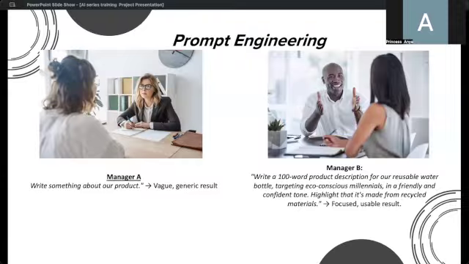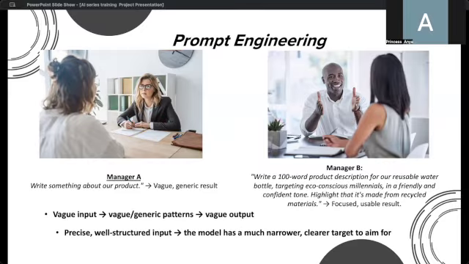That's how prompt engineering is in a nutshell. This is critically important because vague input will lead to vague output, and with precise, well-structured input, the model has a more narrow, clearer target to aim for. The takeaway here is that the model's raw capabilities stay the same from prompt to prompt. What changes is how effectively you are pointing that capability at your actual goal.